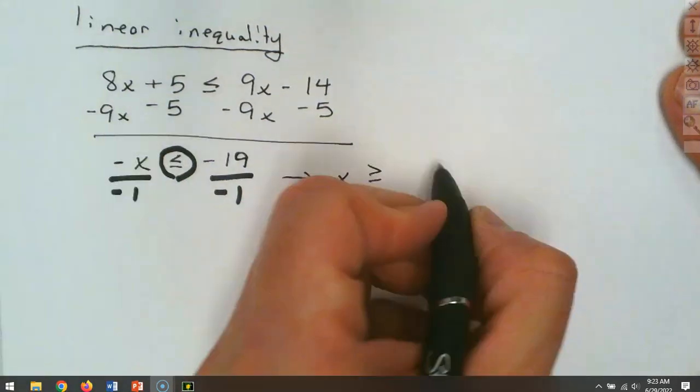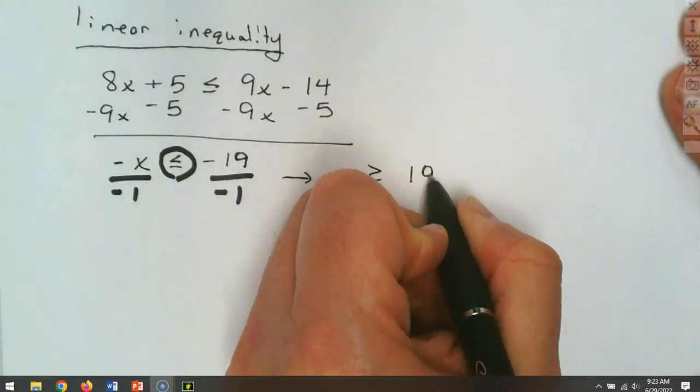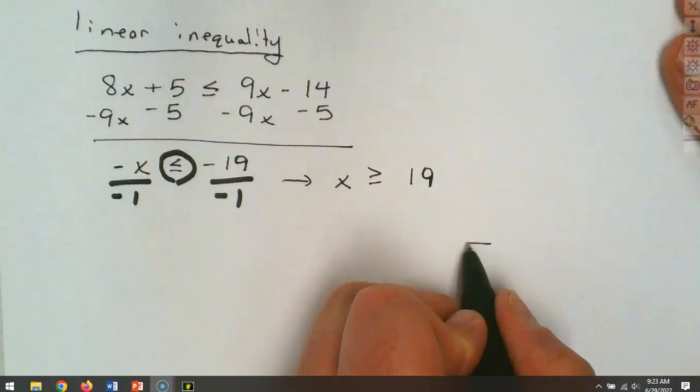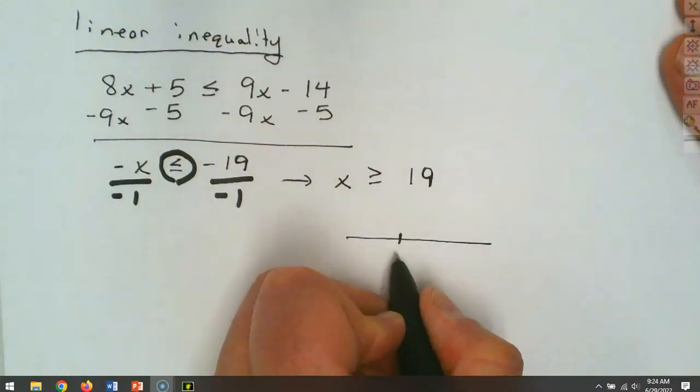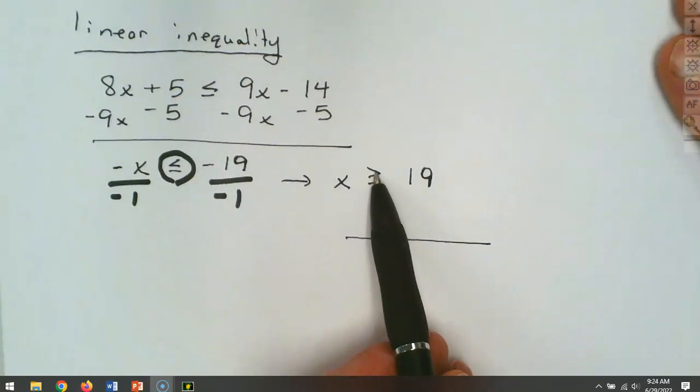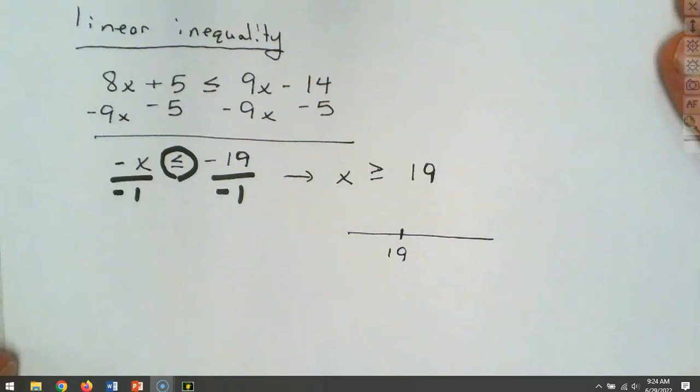And negative makes it then a positive 19. And we flipped our inequality symbol. And now we go to graph this, so we put that 19 on the number line. And we look at the way it points. So it points to the right. And so that means we shade to the right.